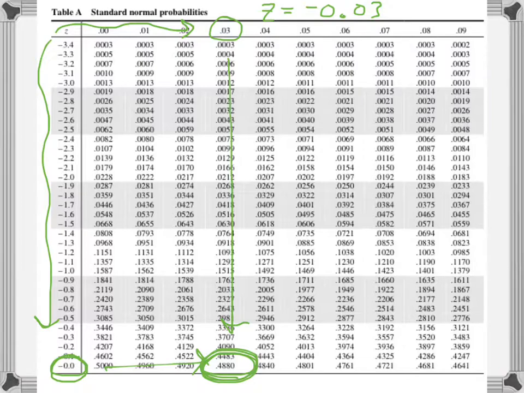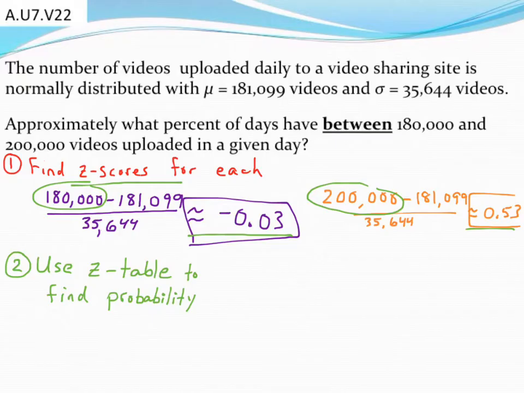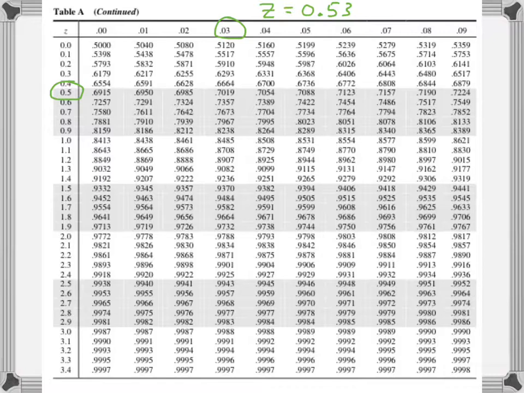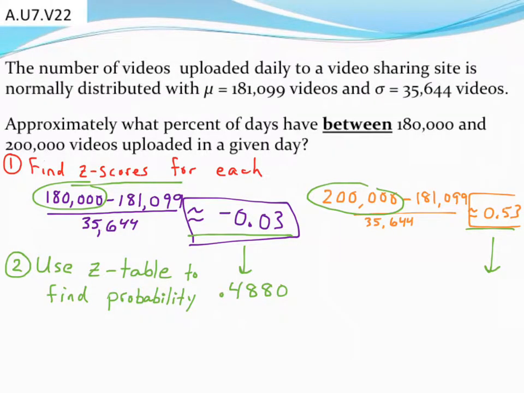On my screen, it's 0.488. So I'll make a note of that back here in my work, 0.4880. We'll do the same thing with the second z-score, the positive 0.53. Taking a look at the z-table, I have to jump to the positive side of it. We're going to look up the 0.5 down the vertical column, and then the 0.03 in the horizontal column. Finding where those two intersect, I see a probability that we're less than 200,000 videos at 0.7019. So again, I'll jot that number down.